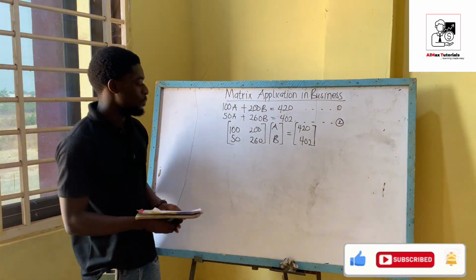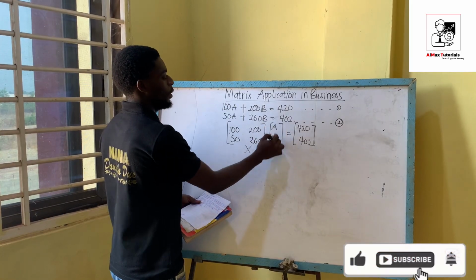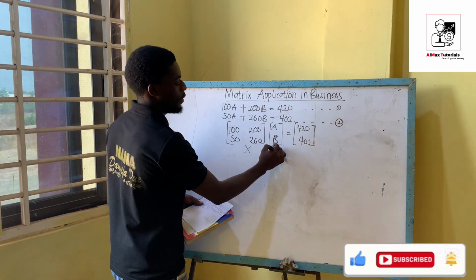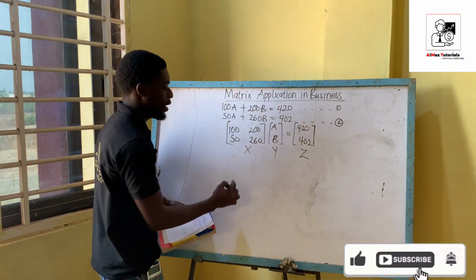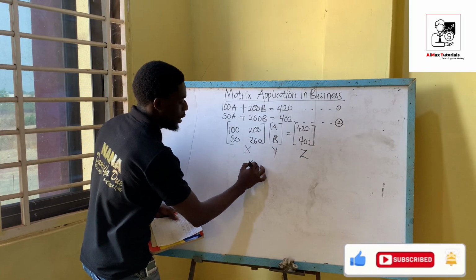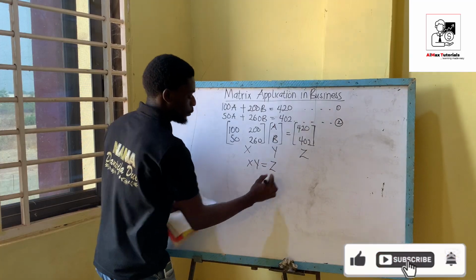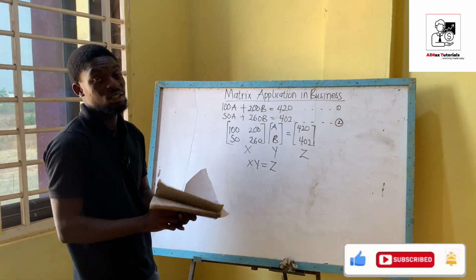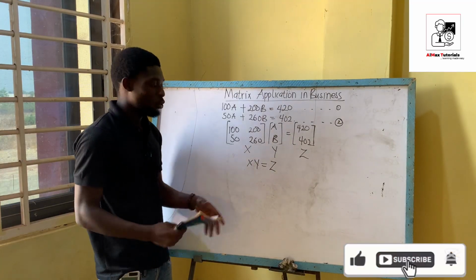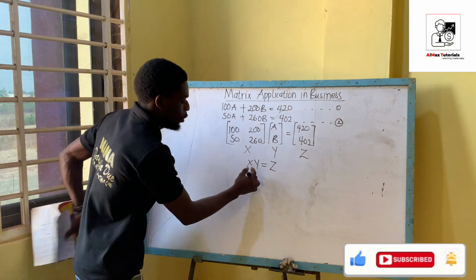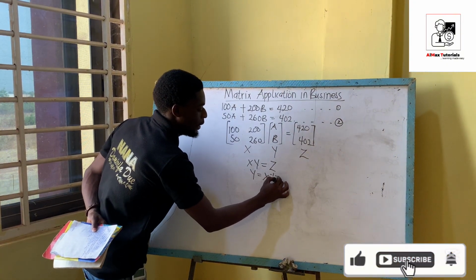So you represent the matrix containing the constants by x, then the one containing the variables by y, then the total market value by z. So we now have our equation to be x multiplied by y equals z. Because division is not applicable in matrix, we have to find the inverse of x. So how do you then find the inverse? So the equation now becomes y equals x inverse multiplied by z.